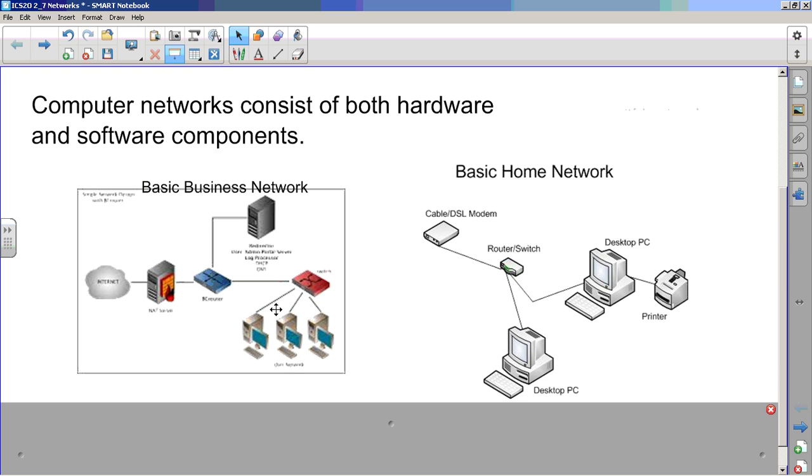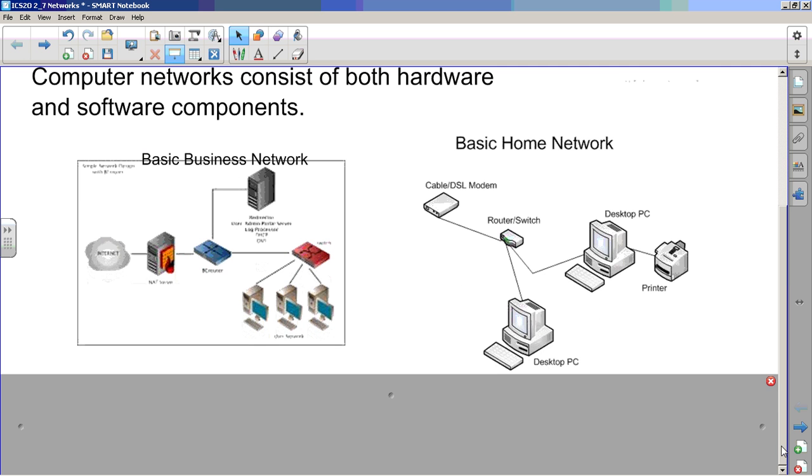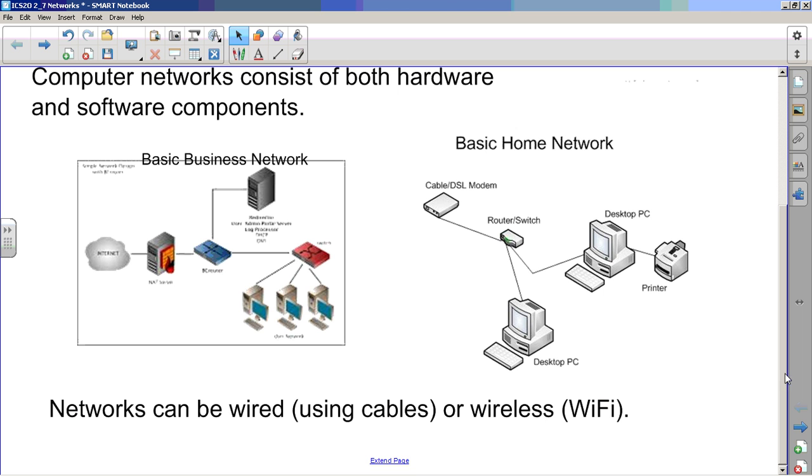So similarly, in a business, we've got all these computers, and people are doing their business work on their computers. Well, how does it get out to the internet, or how does it get saved on the company computer? And we're going to talk a little bit about that. Before we do, a big note here is that networks can be wired or wireless.